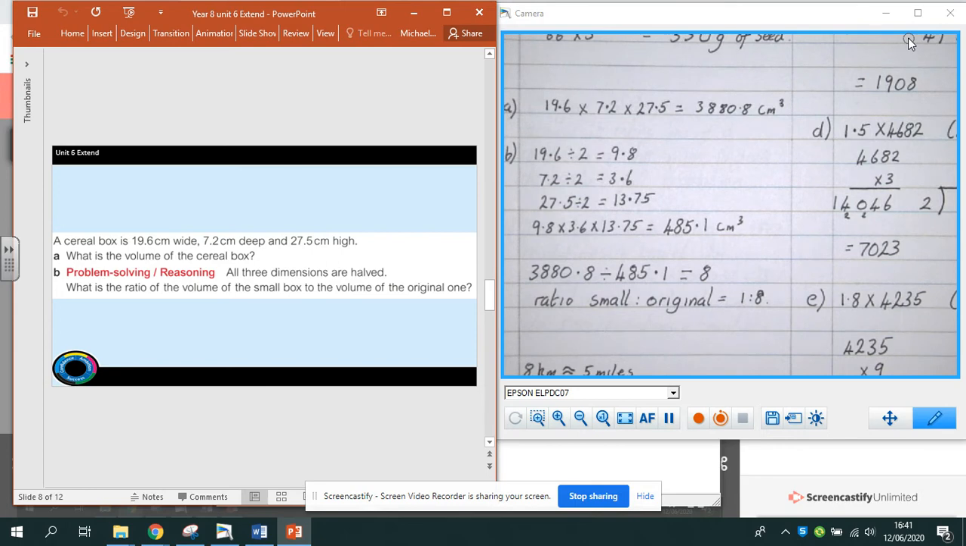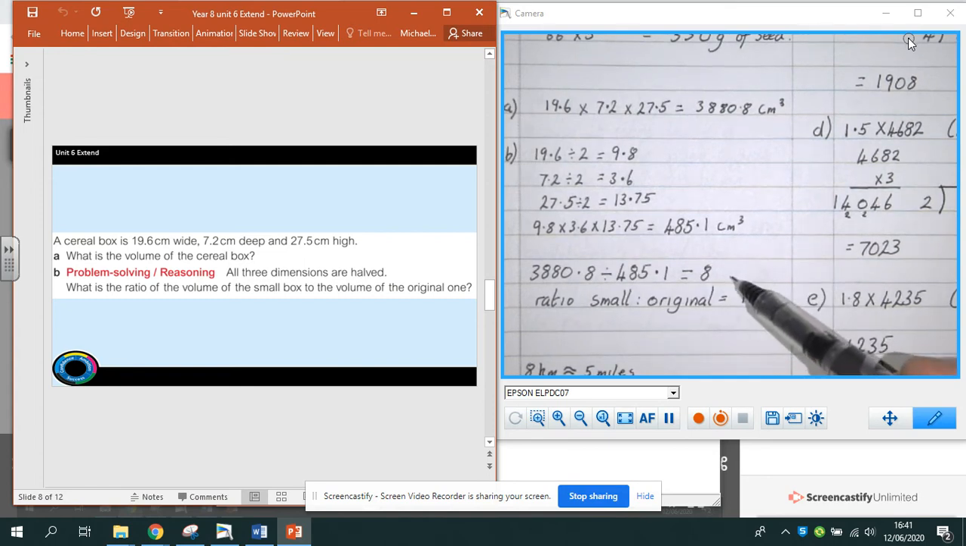What is the ratio of the volume of the small box to the volume of the large box? Well, I started by finding out how many 485s there were in 3,880.8, and dividing one by the other, I get 8, which gives me my ratio of the small box to the original box of 1 to 8. Notice in this question, if I'd stopped here, I wouldn't have got the mark, and also the question specifies small box to original box, so it must be 1 to 8, it cannot be 8 to 1. You must put them round in the order of the question.